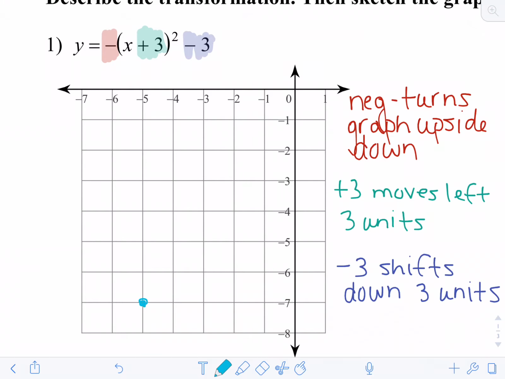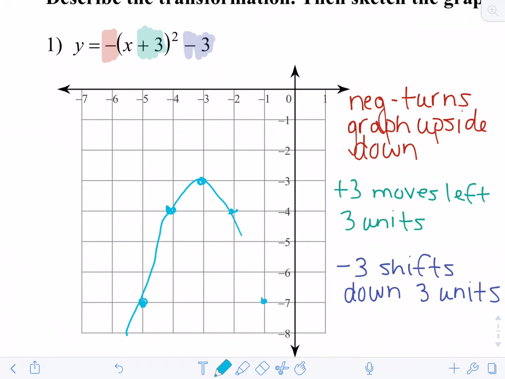Then we have negative 4, negative 4. Then negative 3, negative 3. Then negative 2, negative 4. Then negative 1, negative 7. And the next one is negative 12, and that's off the chart. Okay, so here is my graph.